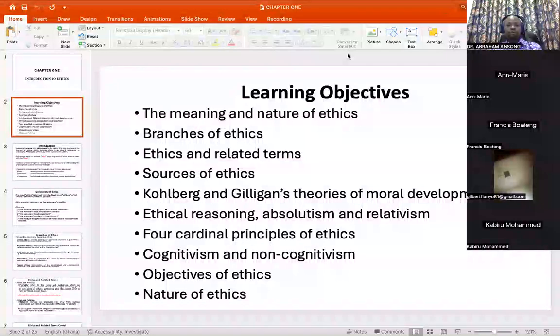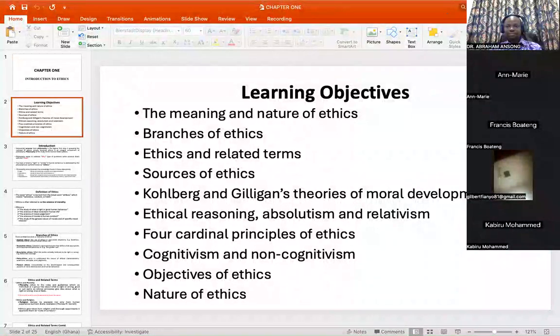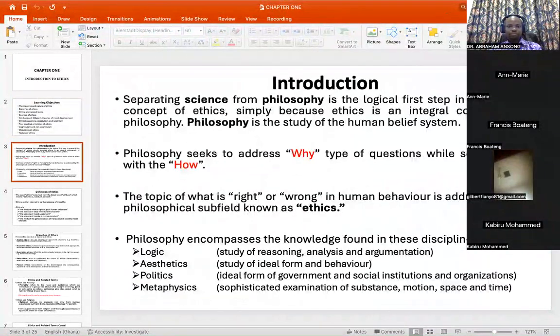Then we look at 4 cardinal principles of ethics, cognitivism and non-cognitivism, then objectives of ethics, and then finally the nature of ethics. Of course, the whole thing will be about the nature of ethics as mentioned in the first point. Okay.